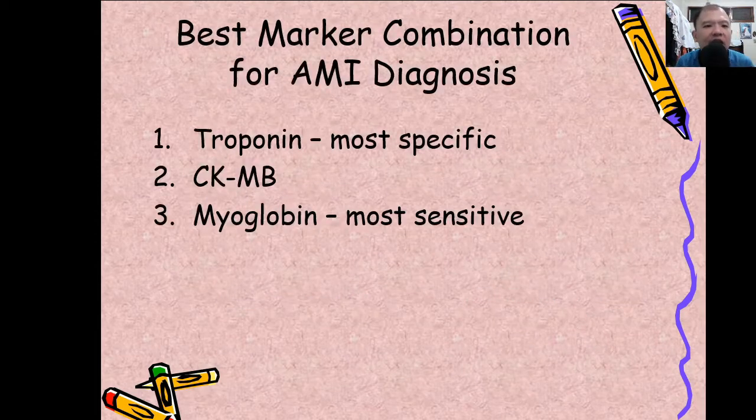So again, the triple combination is considered the best marker for acute MI diagnosis. In reality, these three markers are the ones included in the cardiac panel. The rest of the markers may or may not be included, but these three are the most important. So again, you have troponin, CKMB, and myoglobin, with troponin being the most specific and myoglobin being the most sensitive.